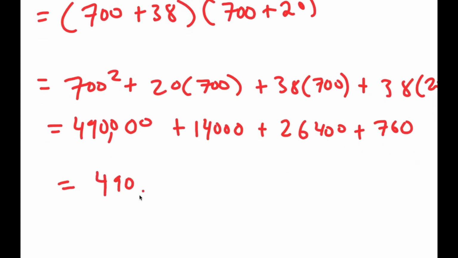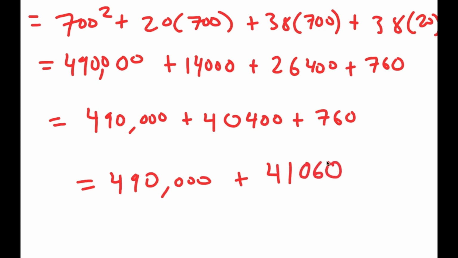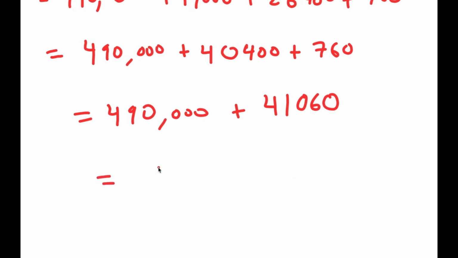Now this is equal to 490,000 plus 40,400 plus 760, which is equal to 490,000 plus 41,060, which is equal to 531,060.